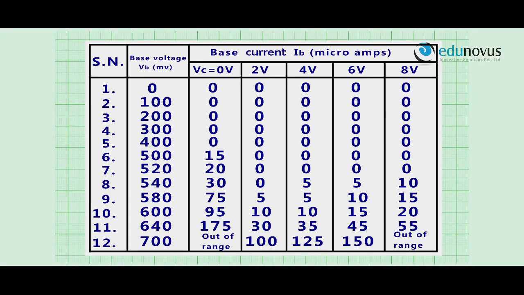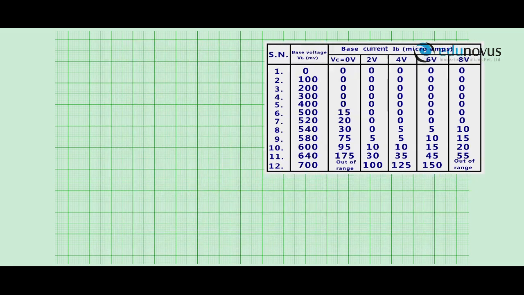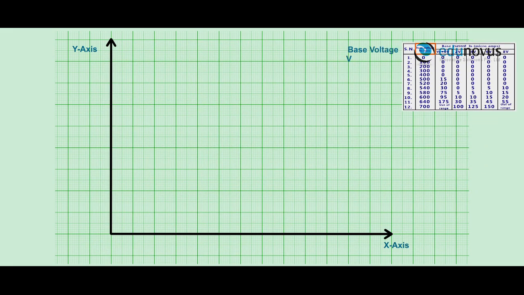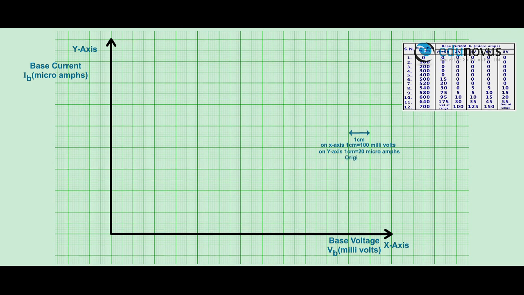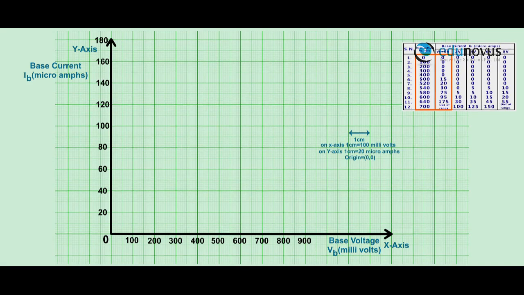Calculation of input resistance. To calculate the input resistance, we plot a graph between base voltage VB on the x-axis and base current IB on the y-axis. And the scale on the x-axis is 1 cm is equal to 100 millivolts. On the y-axis, 1 cm is equal to 20 microamperes. Now, we plot the points on the graph.